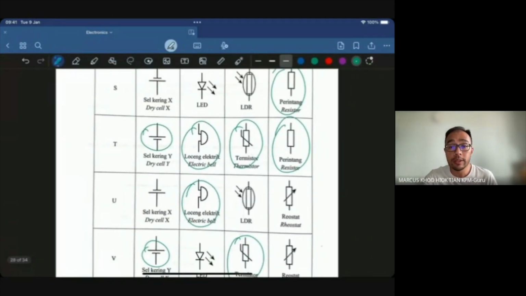The reason you would choose dry cell Y instead of dry cell X is to have a forward bias connection with the transistor.